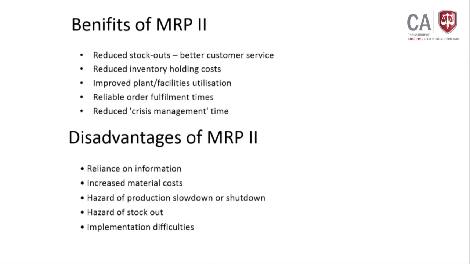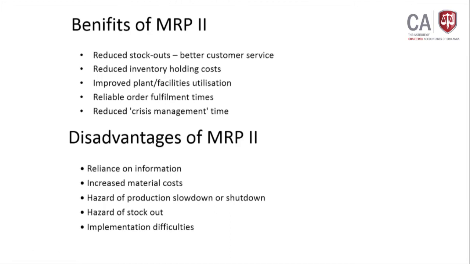You have developed your products in your premises, but you cannot sell those products because of this pandemic situation. Based on the information you had, you made those products. So there can be issues like that. There can be disadvantages like that. Increase in material cost: sometimes the material cost can also increase based on that, and also due to some other factors in the production process. Hazard of production shutdown or slowdown due to a machine failure. So production can be shut down.